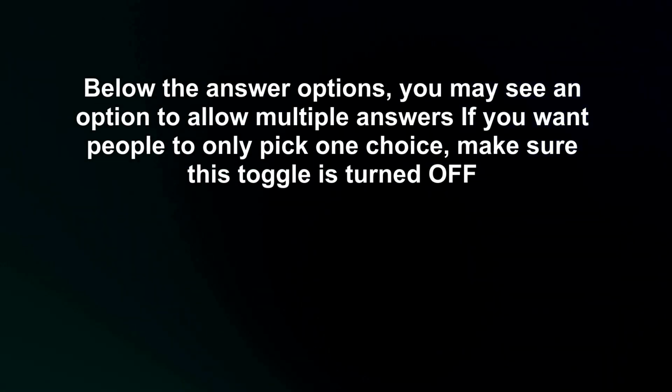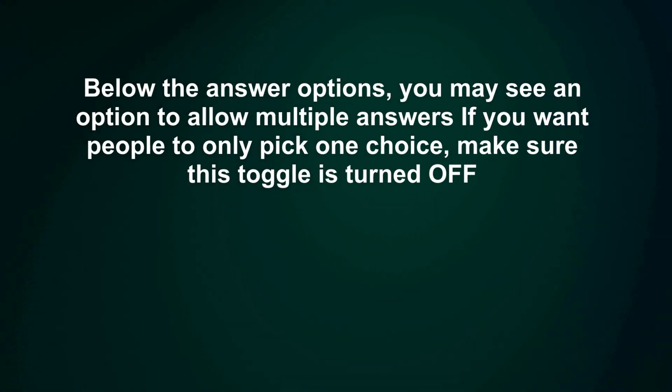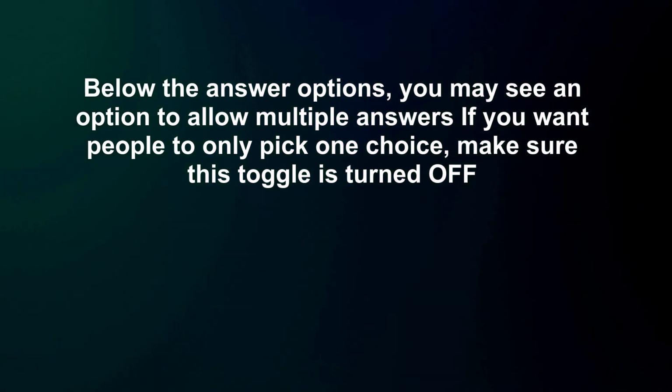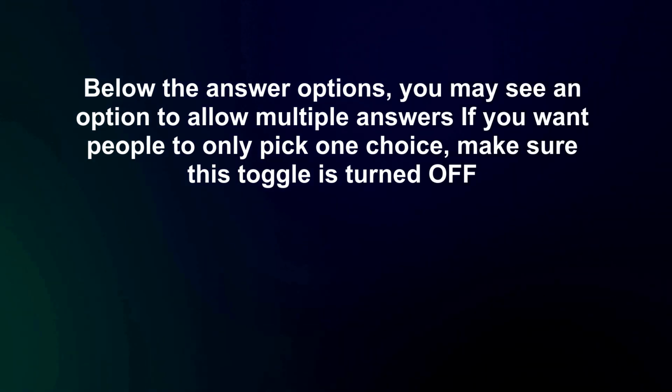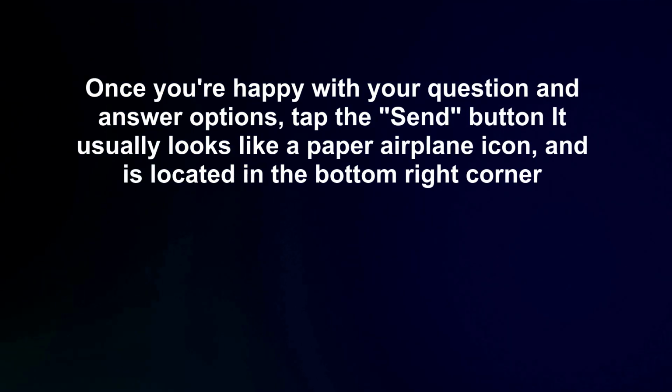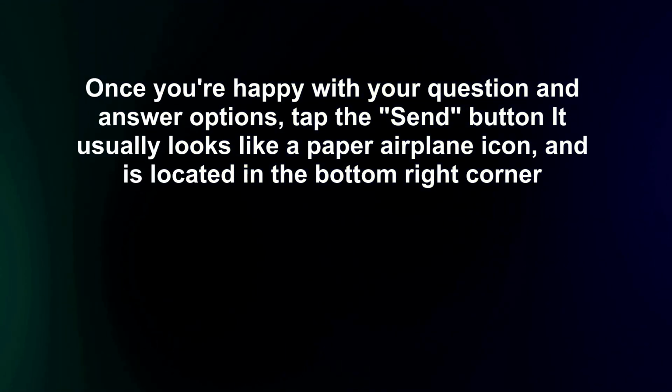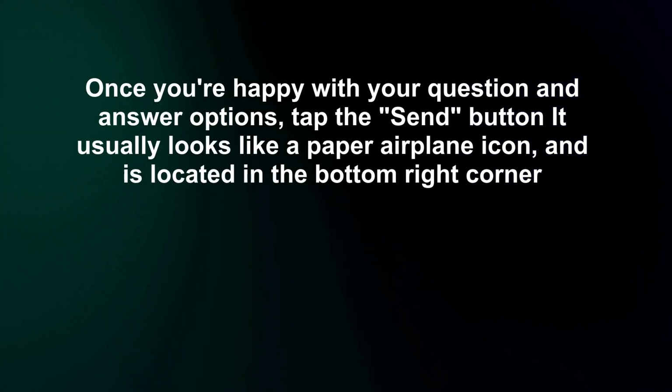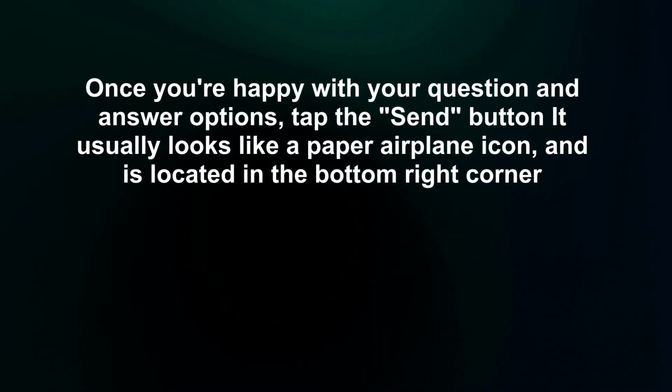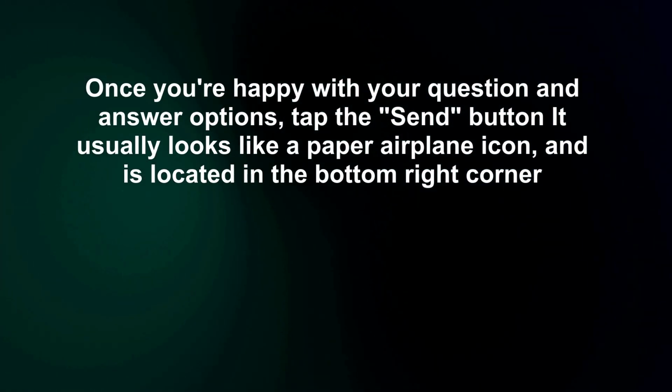Below the answer options, you may see an option to allow multiple answers. If you want people to only pick one choice, make sure this toggle is turned off. Once you're happy with your question and answer options, tap the send button. It usually looks like a paper airplane icon and is located in the bottom right corner.